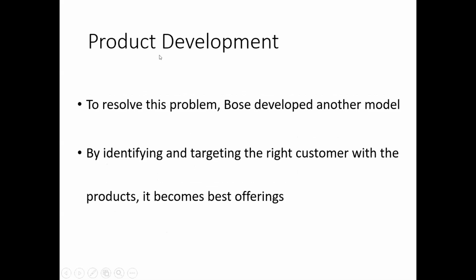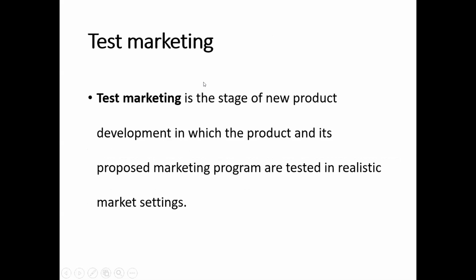And the next is product development. To resolve this problem, Bose developed another model by identifying and targeting the right customer with the products. It became the best offering. So he created another model. It's like product development and test marketing. Test marketing is a stage of new product development in which the product and its proposed marketing program are tested in realistic market settings.